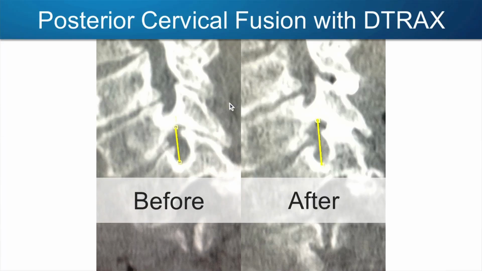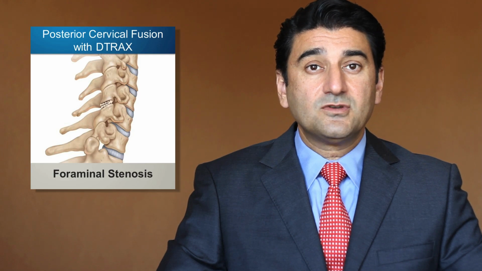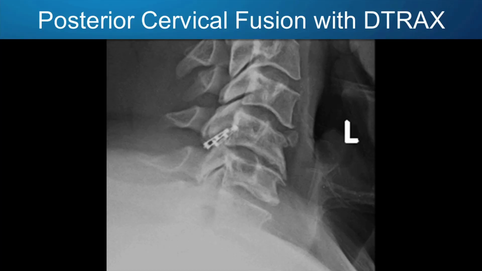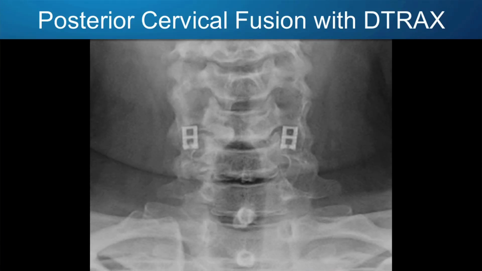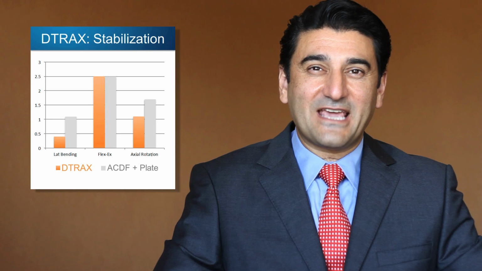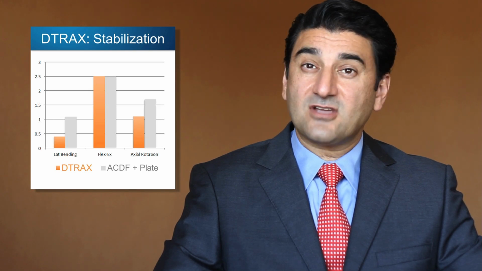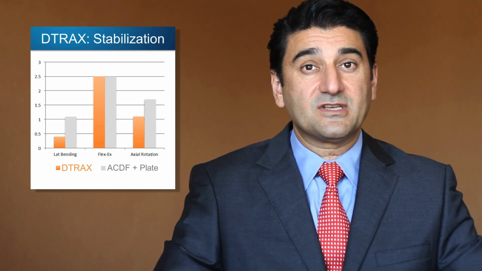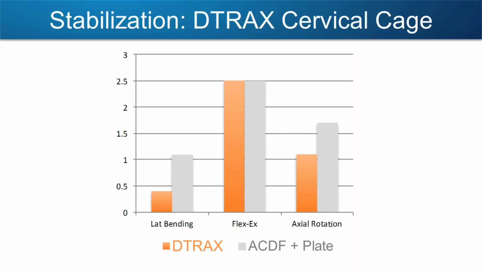This before and after image shows how fusion with DTRAX cervical cage can increase the area of the foramen. This in turn decompresses the nerves. I like this option because of its versatility. DTRAX cervical cage can be used by itself or in conjunction with other procedures to treat foraminal stenosis, as shown here and here. DTRAX cervical cage also stabilizes the spine and is comparable to a plated ACDF in reducing range of motion. Preventing motion helps increase the likelihood of a successful fusion.